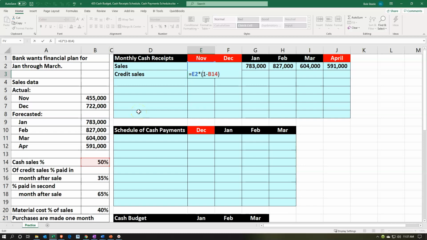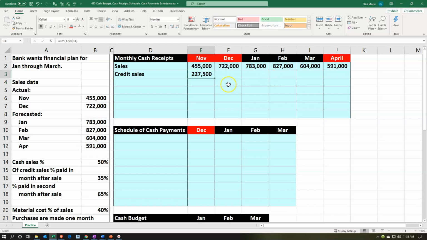So now what I'm going to do is copy this all the way over. And to do that, I need to make this an absolute reference. I don't want that 50% to be moving over, although I do want the A2, which is the sales number, to move over as I copy this to December, January, February, and March, and April. So I'm going to put my cursor in B14, select F4 on the keyboard, making that an absolute reference, putting a $ before the B and the 14.